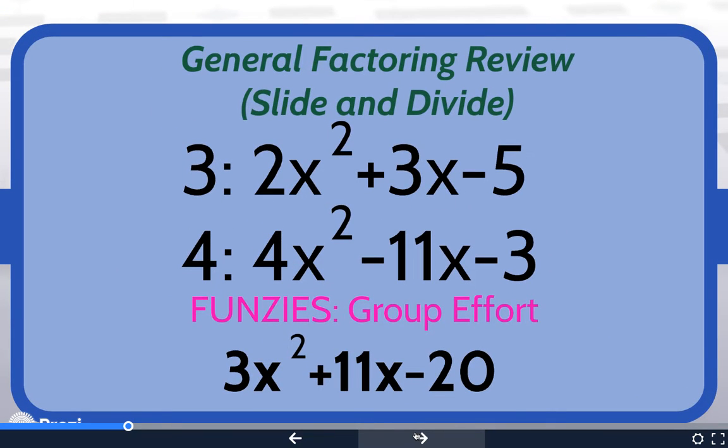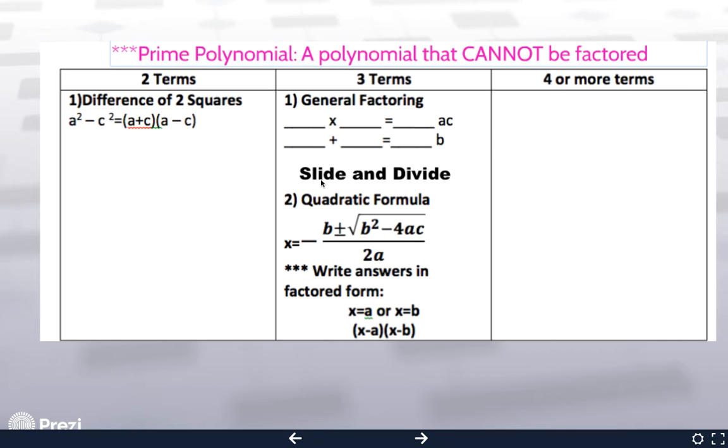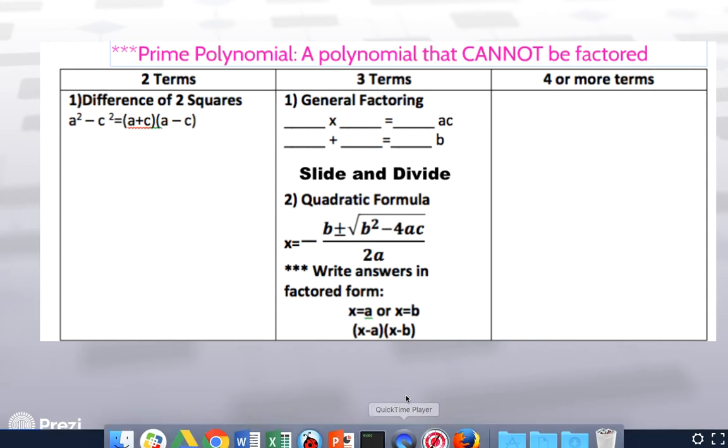Alright, now the next technique we're going to talk about is called general factoring, and the way I'm going to teach it to you guys is by slide and divide. Now if you see here, all of these, how many terms do they have? They all have 3 terms. So if you see something that has 3 terms, you're going to be using slide and divide, which is referred to as general factoring. Also, another way to do this is through the quadratic formula, but we'll talk about that a little bit later.